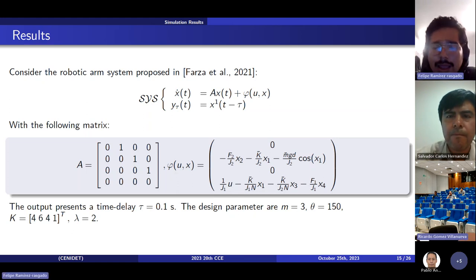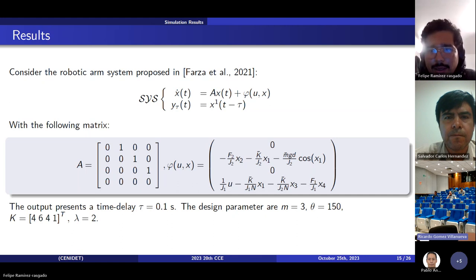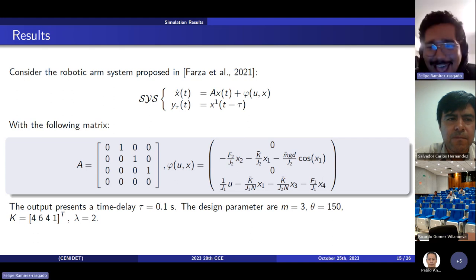Well, this function can be bounded easily, but in terms of the excitation frequency, you can destroy the stability. Thank you. That's a good question.